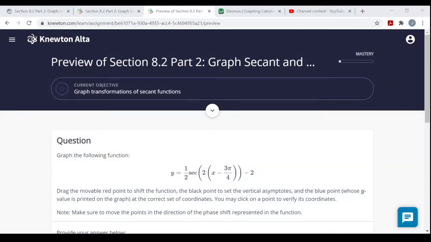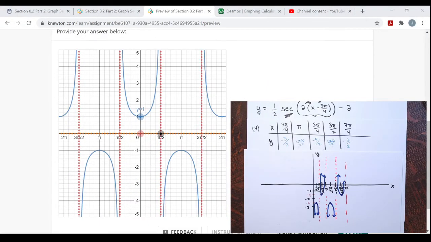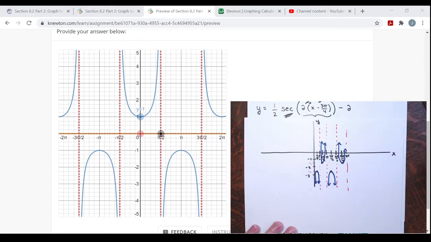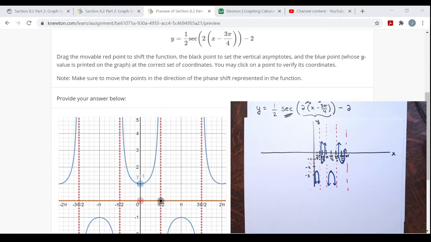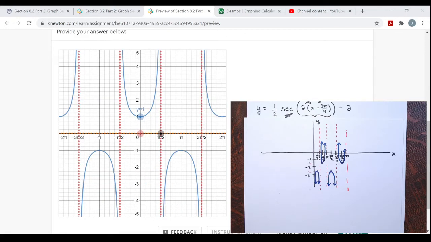So if I go back to the website here, this is one of those interactive ones again. I'll even pull up my picture. This is one of those interactive ones again where I have to move some things around. Let's see how they want them to move. Drag the movable red point to shift the function, the black point to set the vertical asymptotes, and the blue point whose y value is printed on the graph at the correct set of coordinates. So let's see how this moves. So my asymptotes here, looking at these, let's see this.